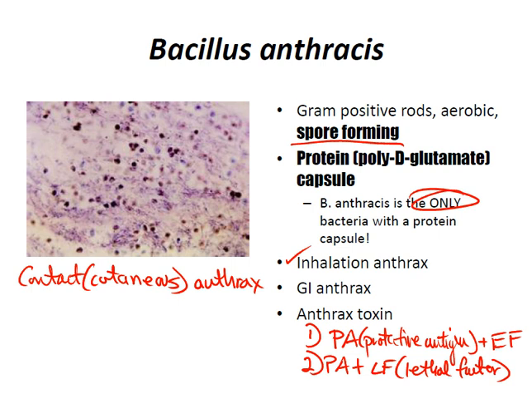So how do we prevent gastrointestinal and inhalational and cutaneous anthrax? Well, we use the toxoid vaccine. The toxoid vaccine will help prevent these forms of anthrax.